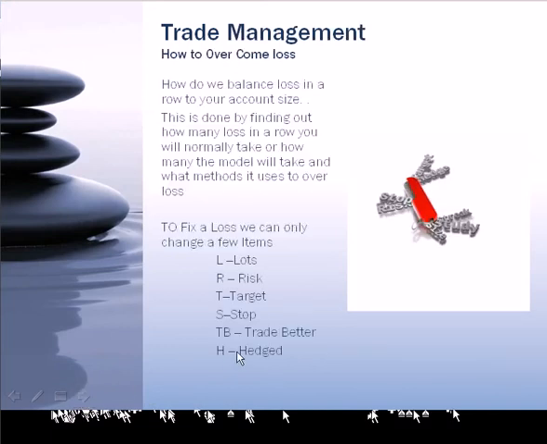Now, the next thing we have to cover is how to overcome loss. If we balance losses in a row to your account size, this is done by finding out how many losses in a row we'll take normally, or how many the model takes, and what methods to use to overcome loss. To fix losses, we can change lots. We can increase or decrease them. That's limited to your account size. We can increase the target. That's limited to your account size. A target is limited to the movement of volatility. So you can say, hey, the euro doesn't move this far. You can't wish for 1,000 pips to make, and it doesn't move that far. Trade better or hedge. So this little Swiss Army knife are tools that we can use to overcome loss.